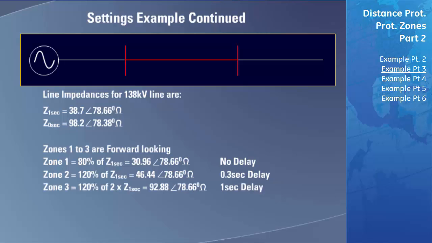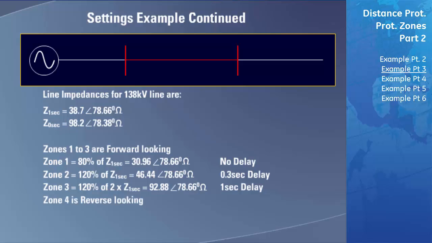The Zone 3 reach is normally set to cover 120% of the next adjacent transmission line. For simplicity, we will assume the second transmission line's impedance is the same as the impedance of the line that we are protecting. Therefore, we will set the impedance of Zone 3 to be 240% of the impedance of our transmission line, resulting in an impedance of 92.88 ohms at an angle of 78.66 degrees. Since Zone 3 is the backup to Zone 2 of the neighboring transmission line, it needs to have a long delay. A time of 1 second is typical.